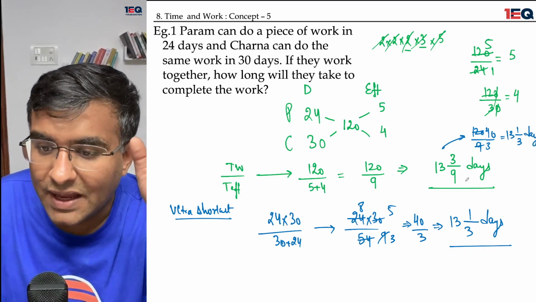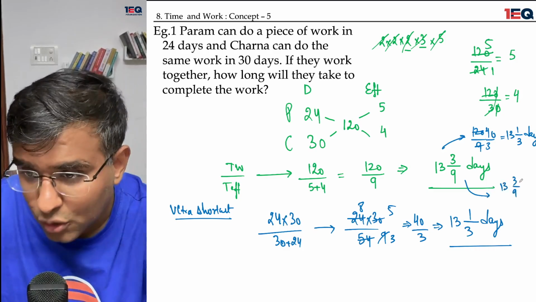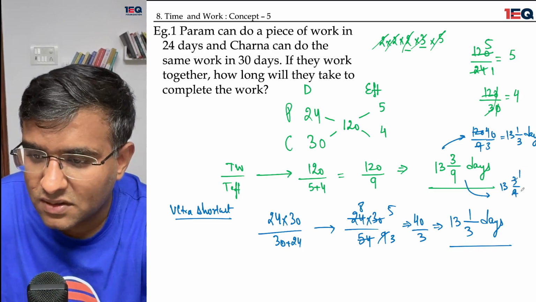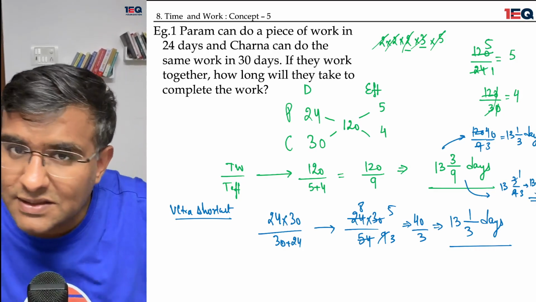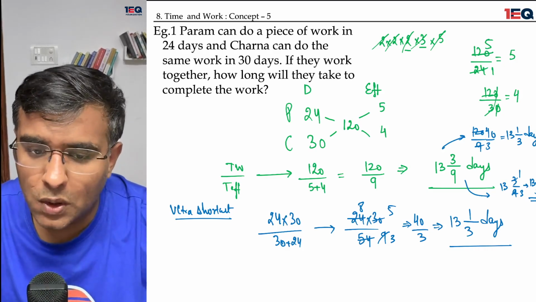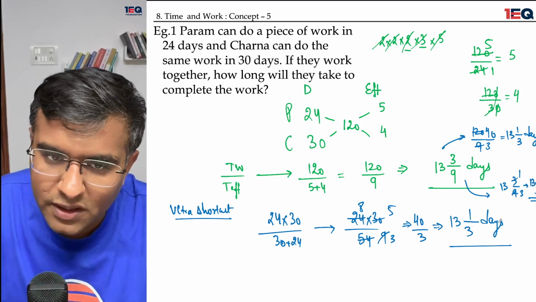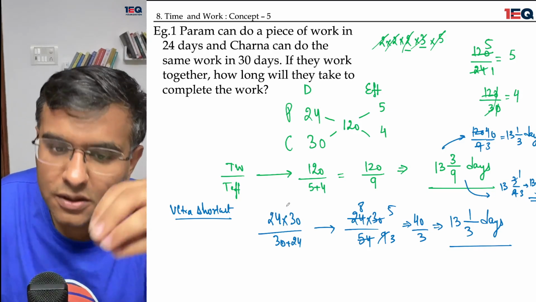But I can convert 13 3 by 9 into 13 1 by 3 as well, because 3 ones are 3, 3 threes are 9. This makes me 13 1 by 3 days. So my answer is the same throughout. So this ultra shortcut can be applied very well when two people are working together.